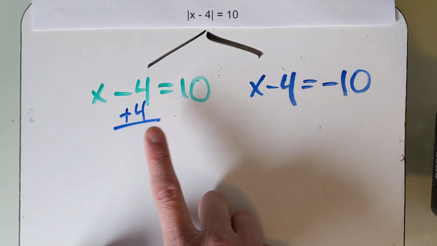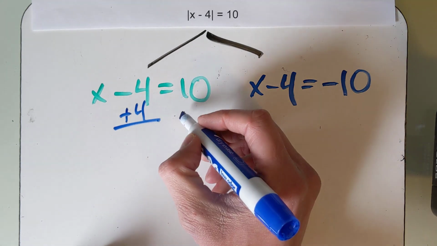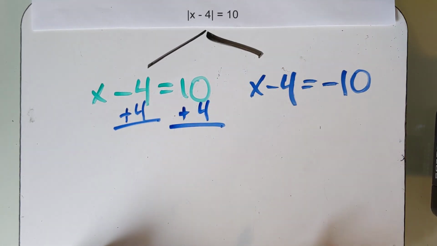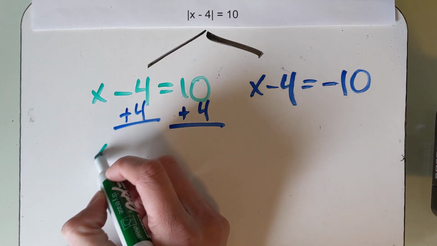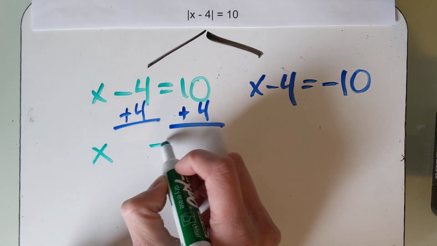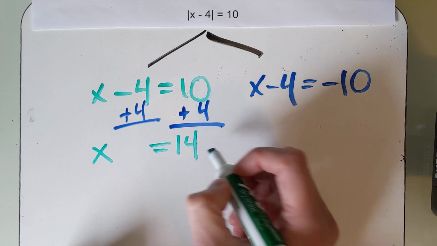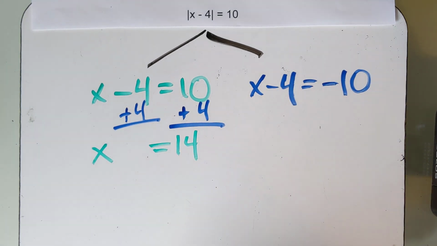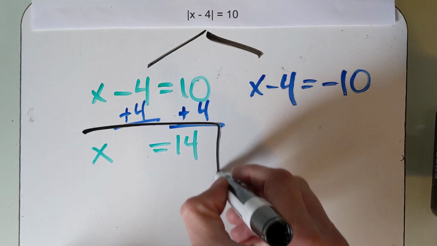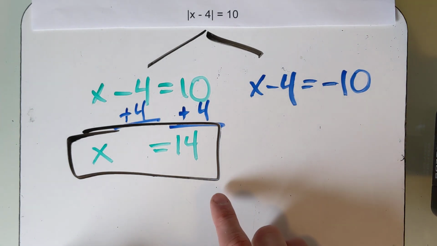Whatever I do to one side, I do to the other. So we're going to add 4 to this side. That means we're going to be left with x, we know that's 0, is equal to 14. So our first possible answer is x is equal to 14. Let's go ahead and just check it real fast.